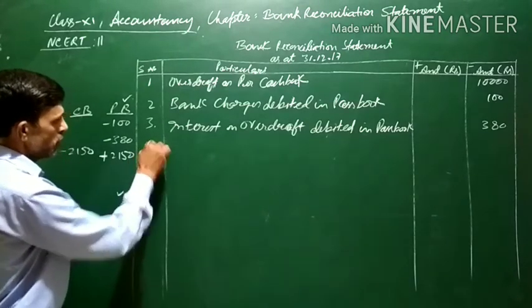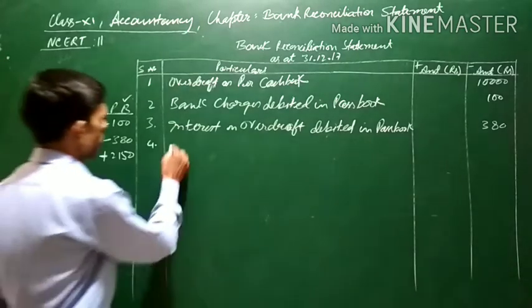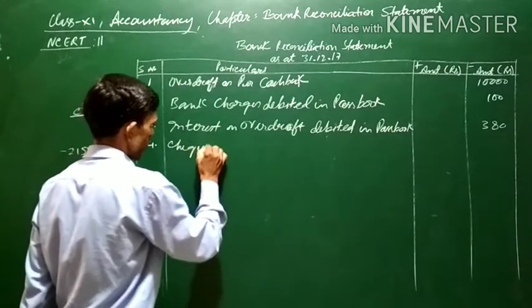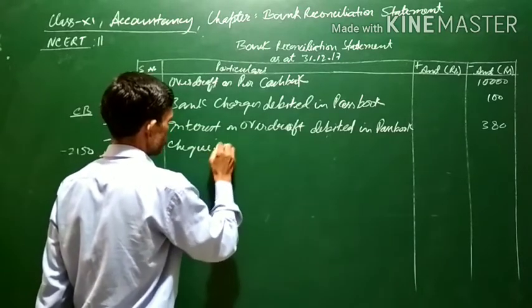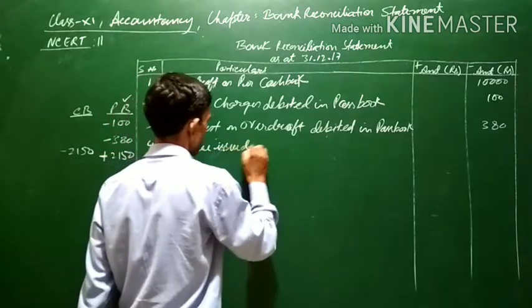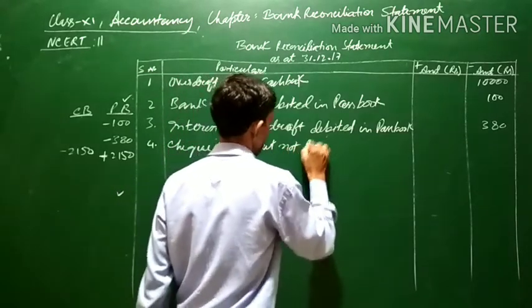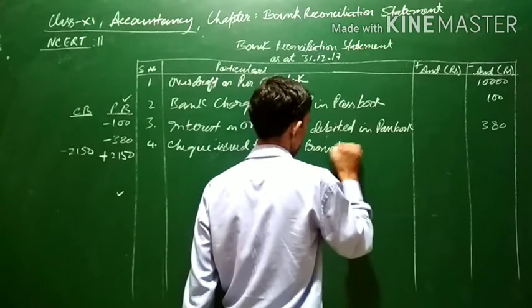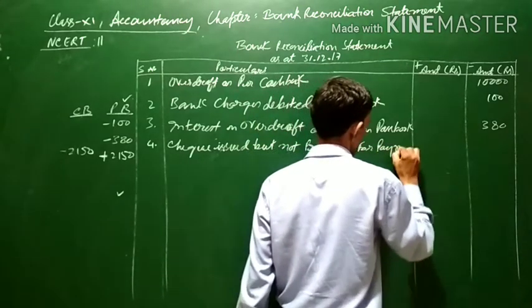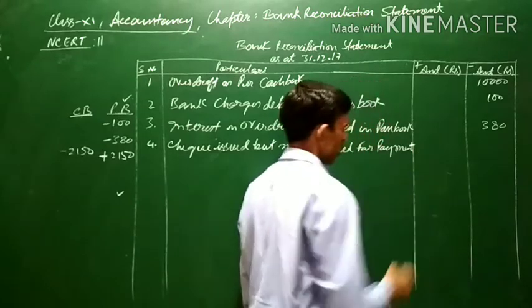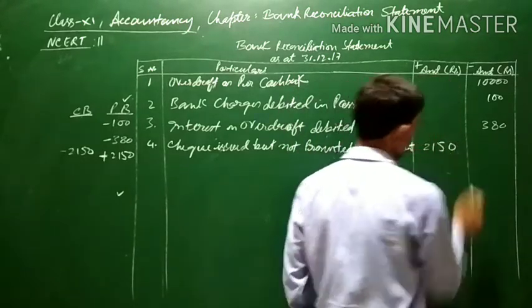So in the fourth statement we will write: check issued but not presented for payment, 2150.